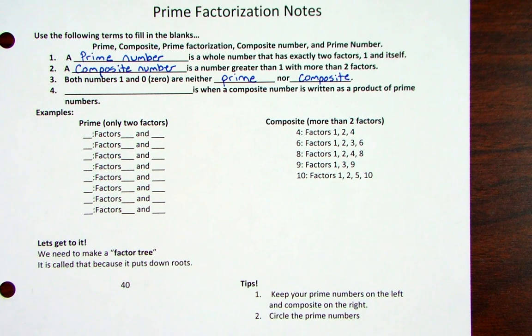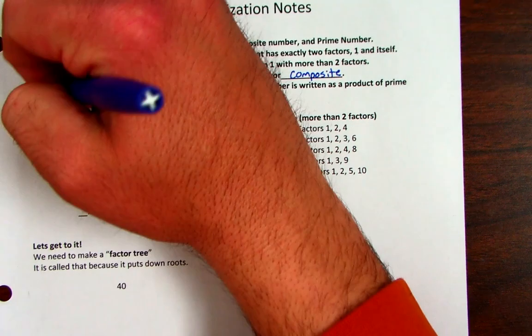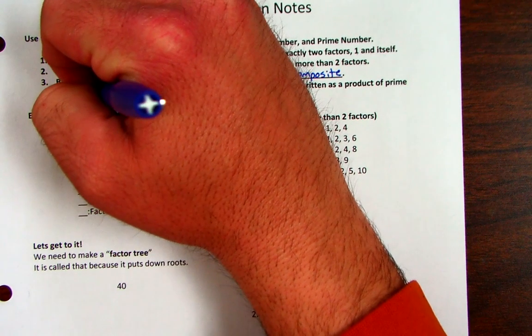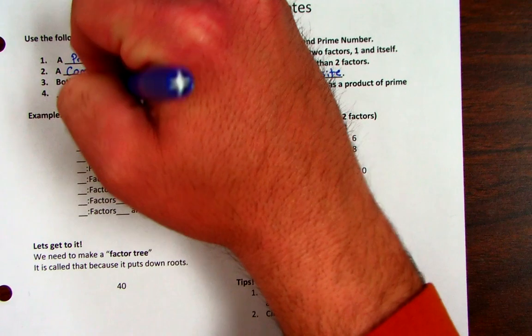Blank is when a composite number is written as a product of prime numbers. This is known as prime factorization, which is what we're going to be doing today.